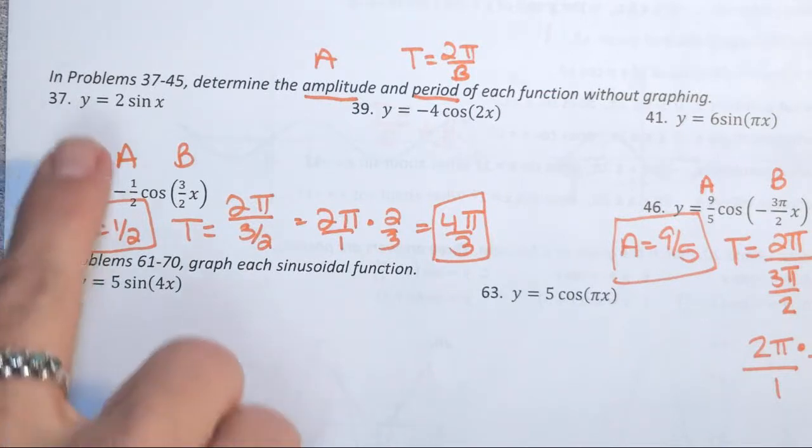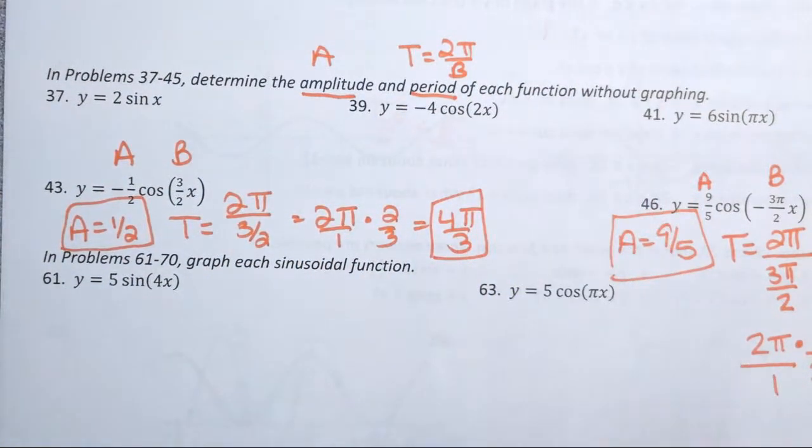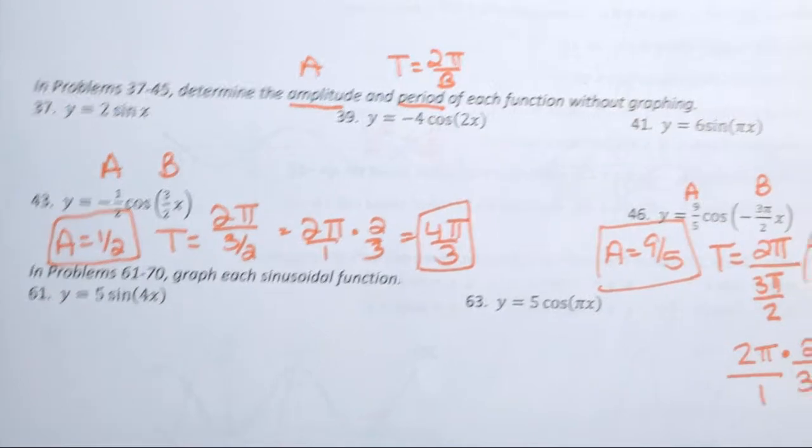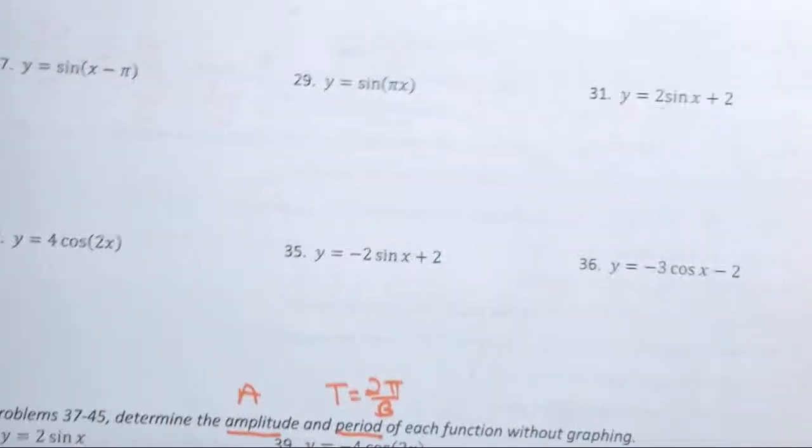Alright, I think you can do 37, 39, and 41 because there's no fractions. So y'all can be okay with that? Alright, so now we're going to go do some graphing stuff. So we're going to go look at 29.